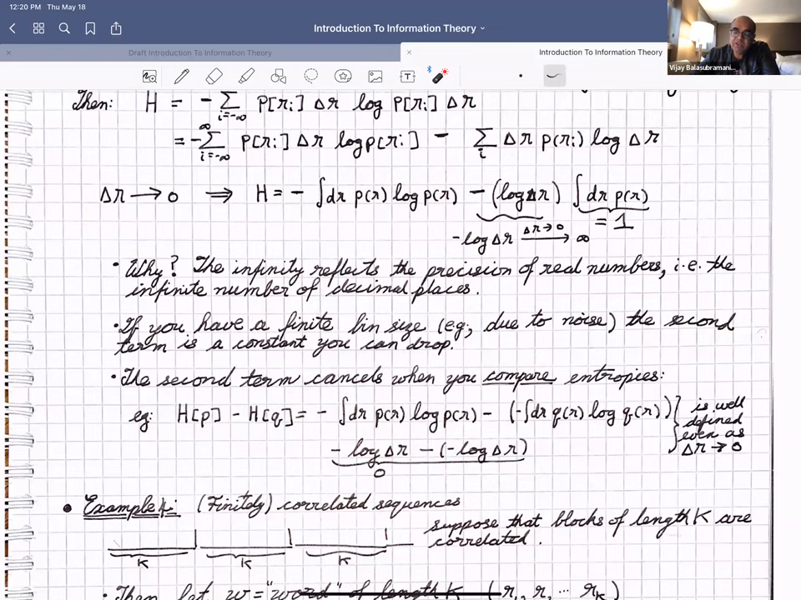But this thing here, the integral dr p of r, is one. So this is really gone. So this is really a constant. And the question is, what is the meaning of that constant, and it has to do with the precision of the real numbers. And again, if you compare the entropies of two things, as we mostly will later, this will go away. Does that answer your question?